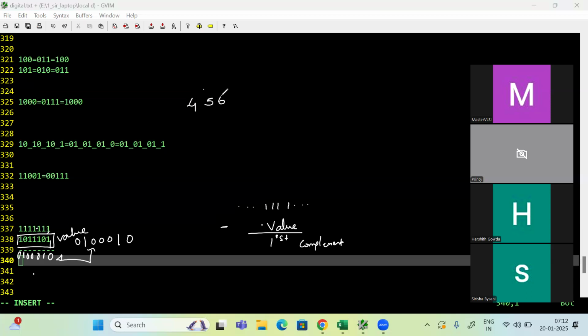Now, ninth complement: subtract by what? 3, 4, and 5, correct? It is called the ninth complement. Ninth complement means you need to subtract by 9. One's complement means subtract by 1. Ninth complement means subtract by 9. Tenth complement means what? Subtract by 1000. Okay.